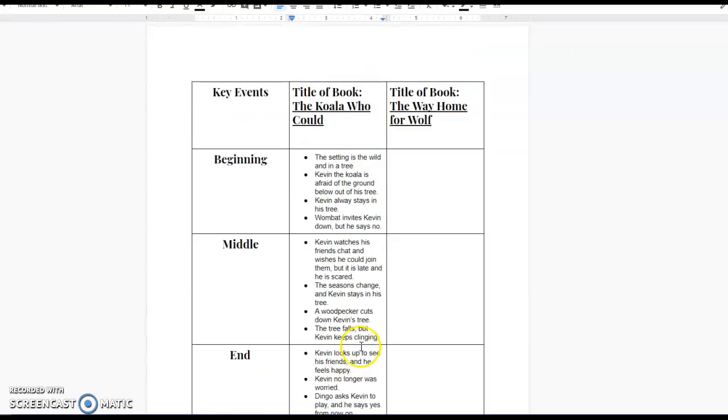So you're going to do that today with a new story called The Way Home for Wolf. It's by the same author, and we will be comparing the plots of these two stories.